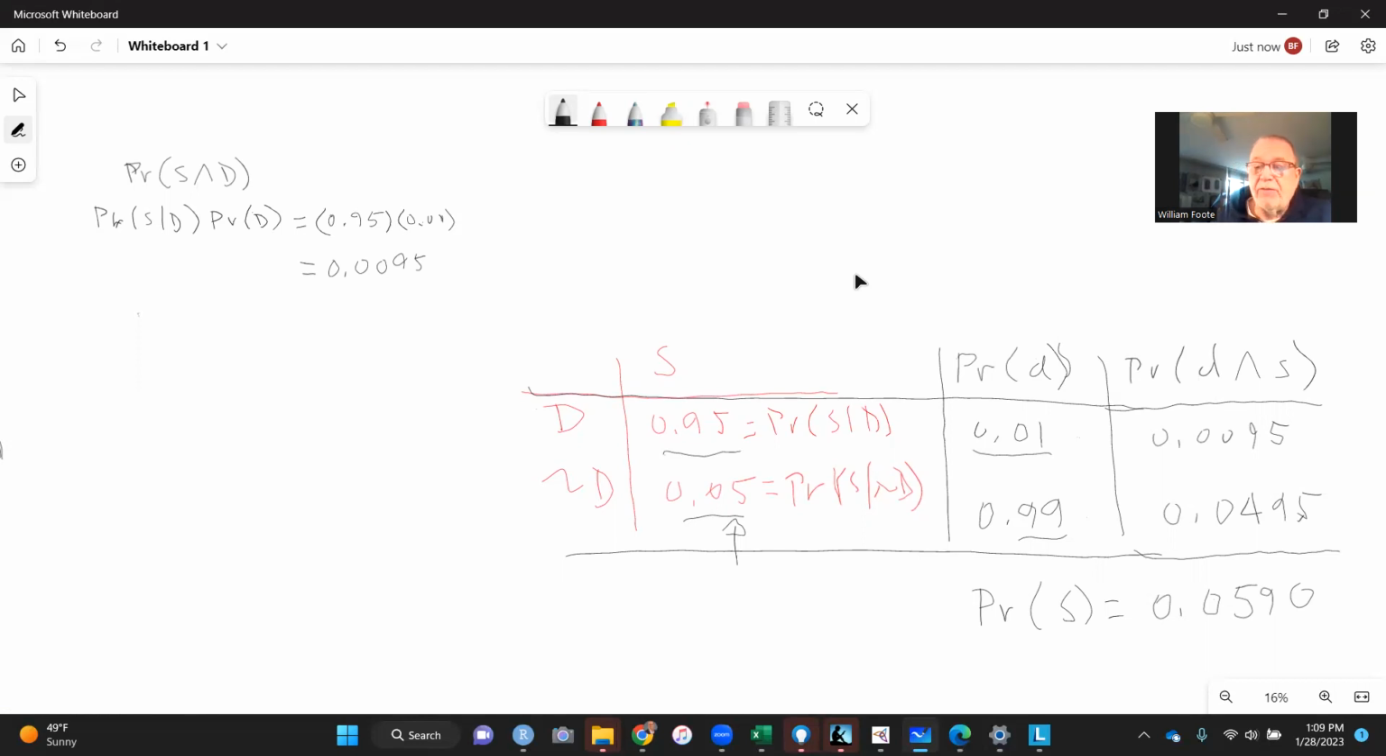Okay, now we have our denominator. Oh, yeah, there's a formula for that. It's P of S given D times P of D, plus P of S given not D times 1 minus P of D. Okay, that's what it is. It's a weighted average. Probabilities, maybe 0.059.